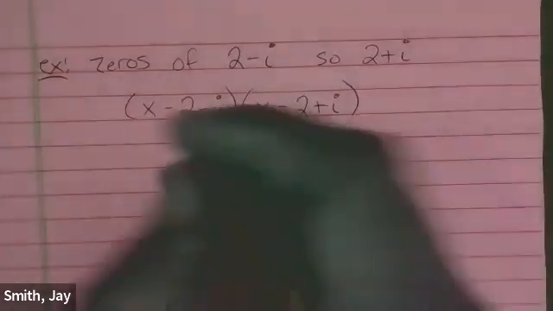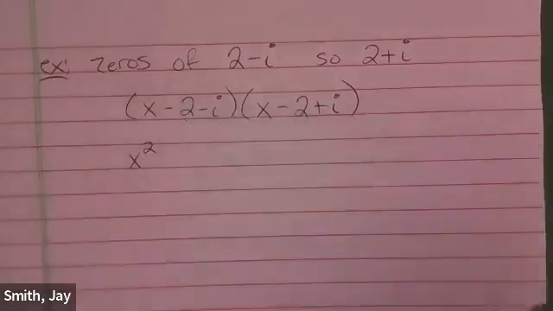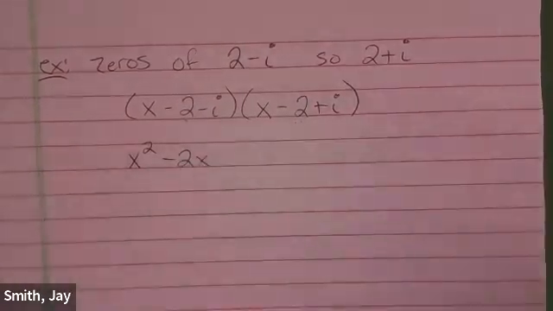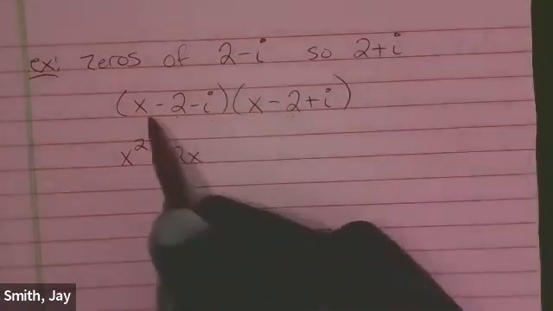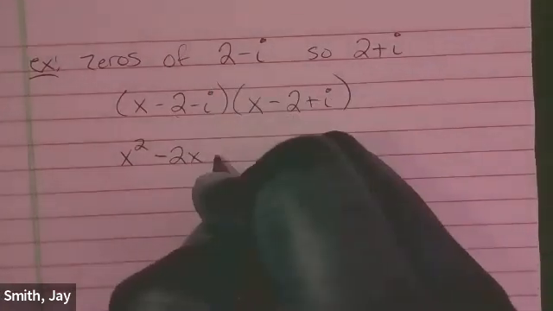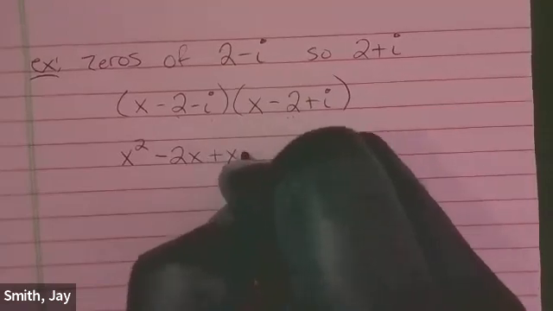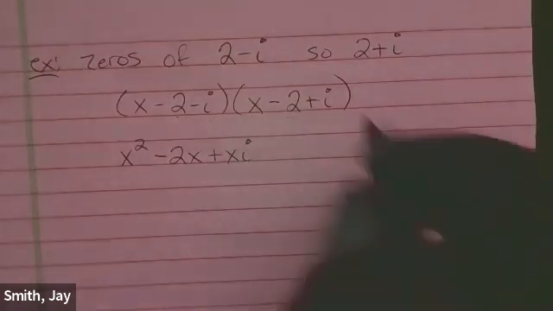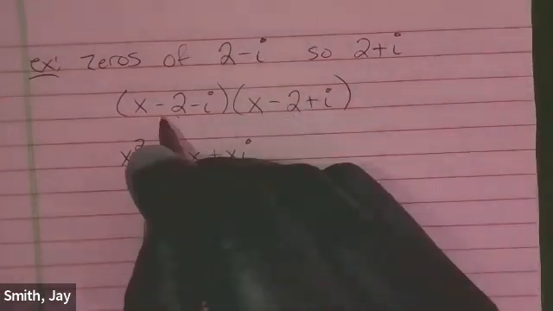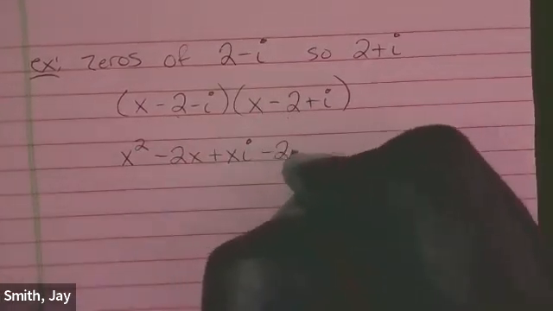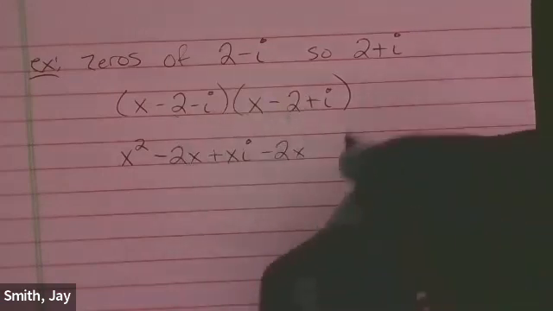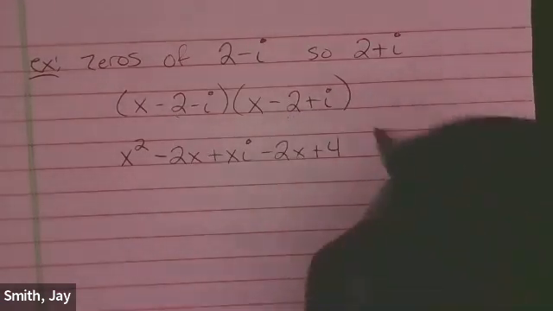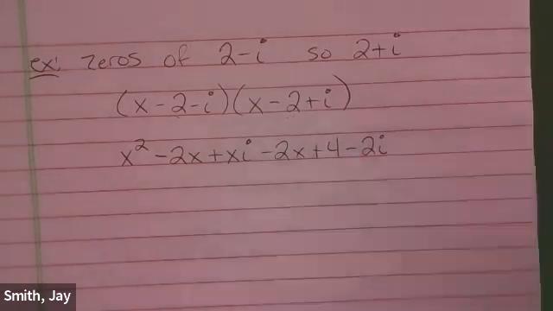So we have x times x, which is going to be x squared. x times negative 2 is going to be negative 2x. And x times a positive i is going to give me a positive xi. I'm going to multiply everything here by negative 2. So it's going to give me another negative 2 times x, or negative 2x. Negative 2 times negative 2 is positive 4. And negative 2 times positive i is going to give me a negative 2i.